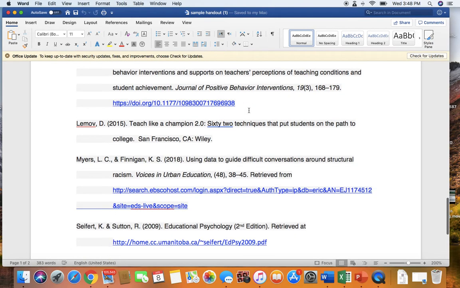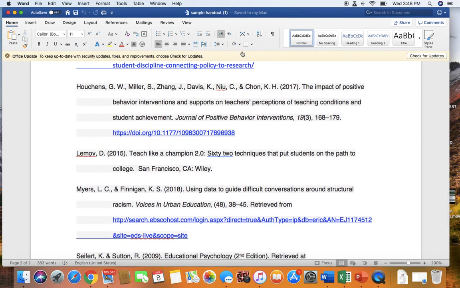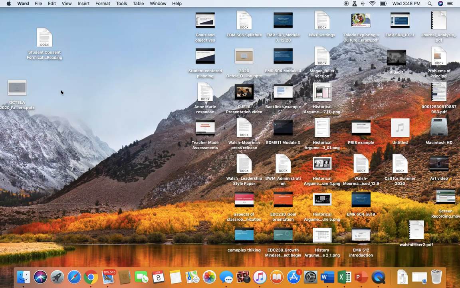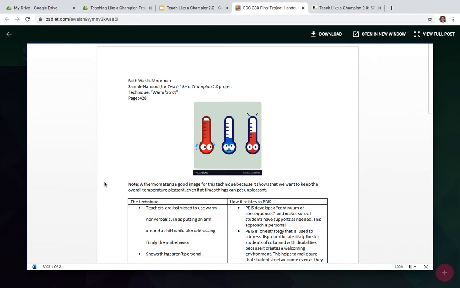And then I just included my references again. The reason I include my references is if somebody is really interested in this, I wanted them to be able to find the same information that I found.